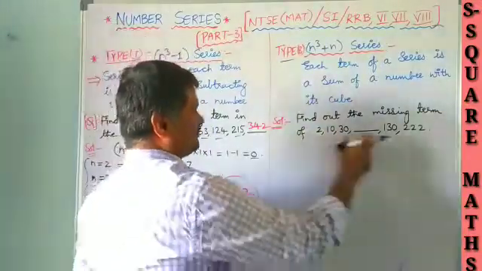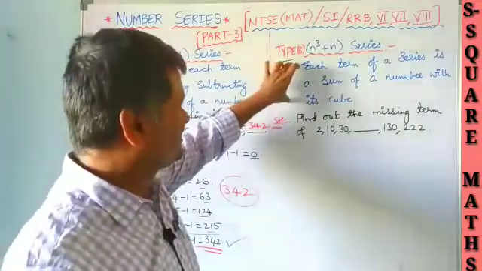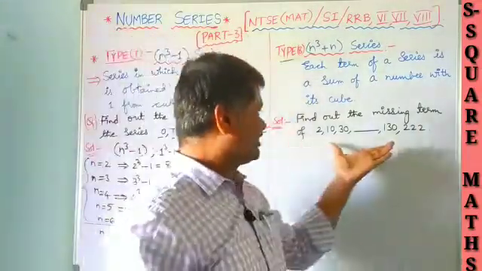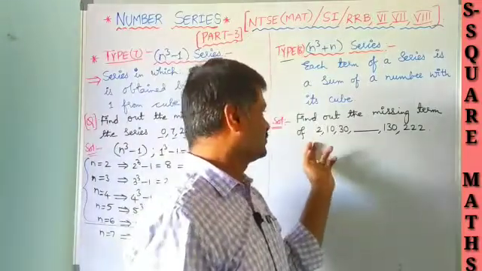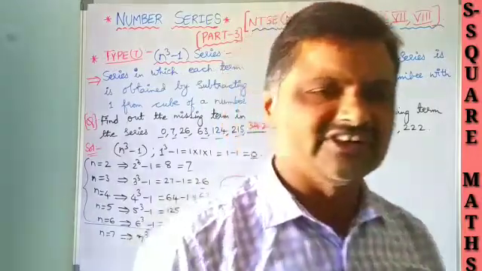Find out the missing term of the series. So for the given problem, let us check it: 2, 10, 12, 30, and the missing term, 130 and 222.